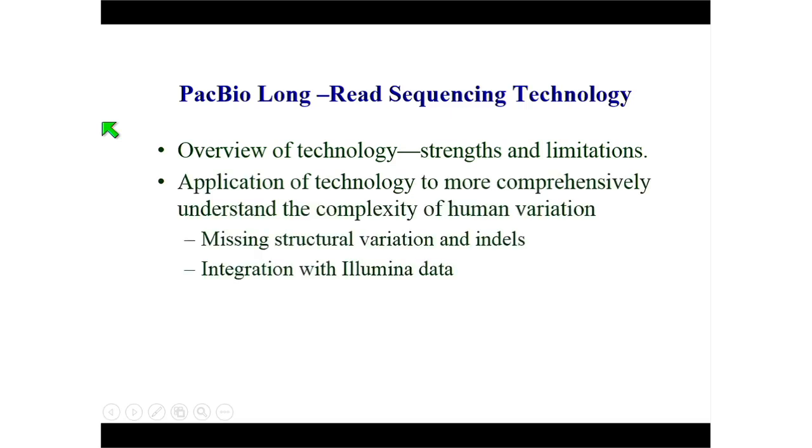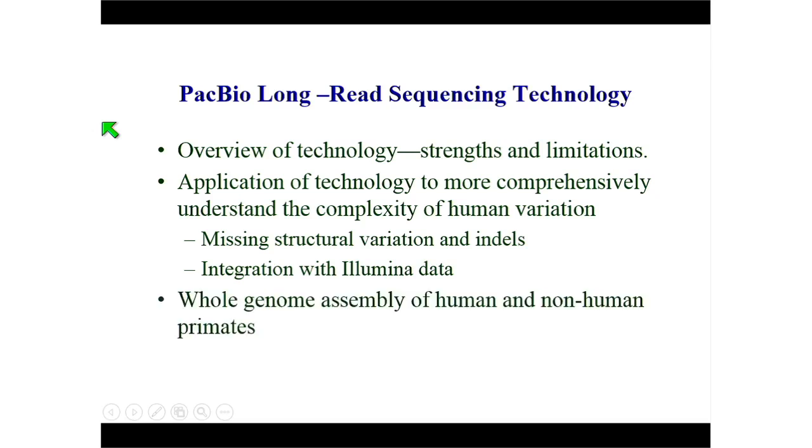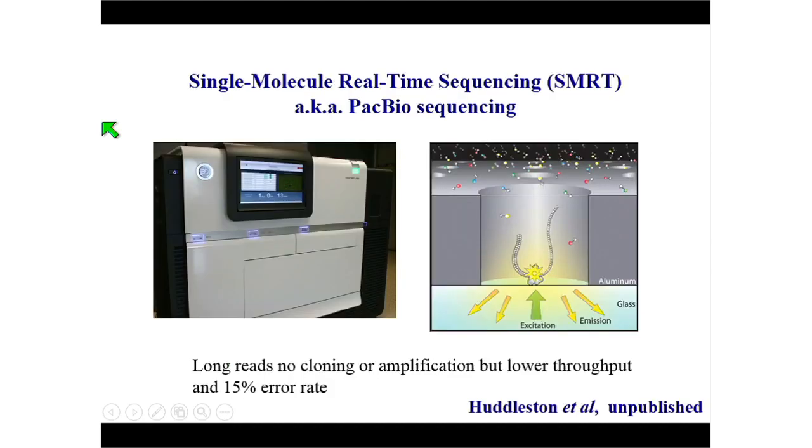I want to talk about its application, specifically to understanding what I consider to be the missing genetic variation within human genomes, and how we can use this data coupled with Illumina data to more accurately genotype biologically and clinically relevant regions. I will end with some discussion about whole genome assembly, some of the first human genomes, as well as some of the first non-human primate genomes that are being sequenced and assembled with this technology.